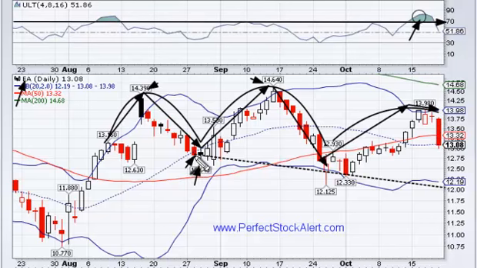We simply draw a neckline from the low close of the start of the head formation and the low close of the end of the head formation. So that's where you draw your trend line. Once you've closed below that, you'll be confirming the head and shoulders formation.